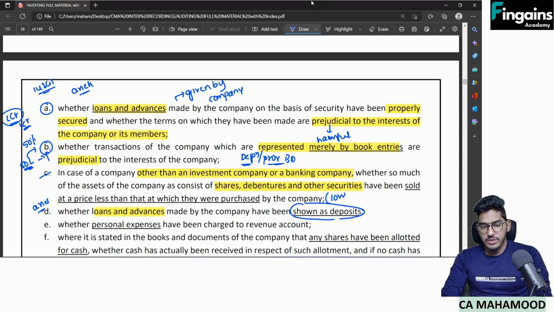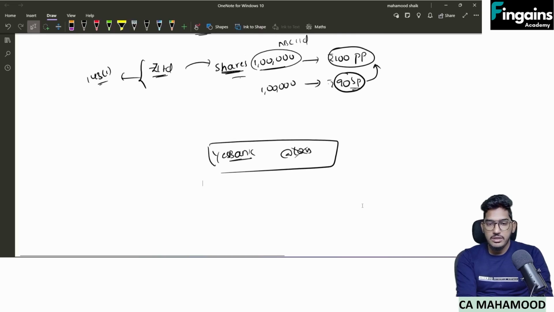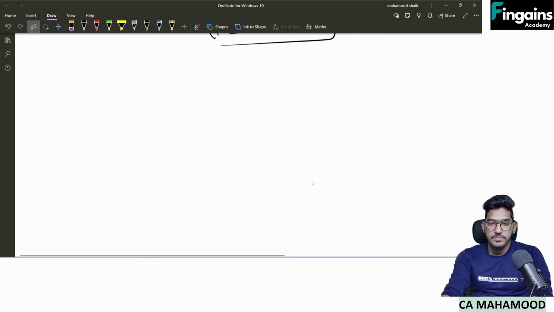First of all, let us try to understand the background of why this point has been introduced. Assume that a client has given a loan and advance. As we all know, it is not a normal course of business for a normal company to give loans. Giving loans is a normal course of business for banks and financial institutions. So other than banks and financial institutions, for other companies, giving loans is not a regular activity.